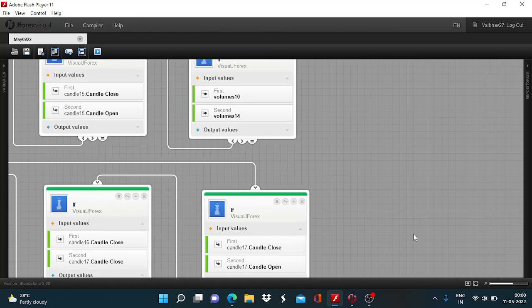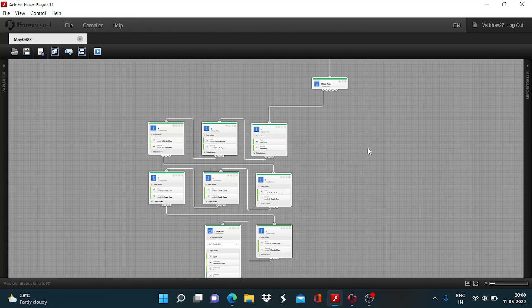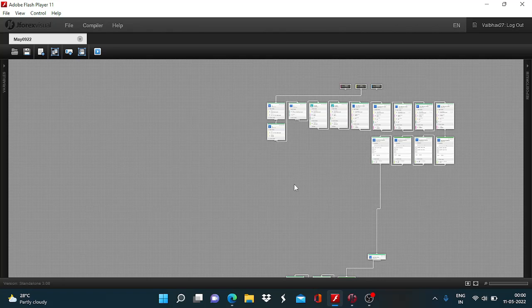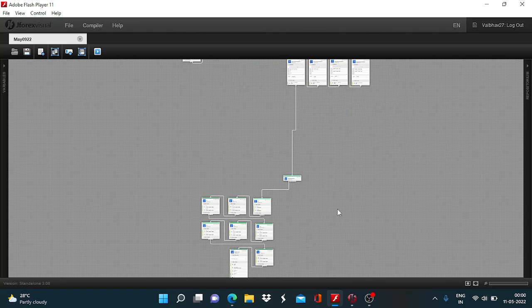Okay. So with this, our buy side of the equation is ready. I hope you have been able to understand the logical requirement and then the execution of it on this Visual JForex board.